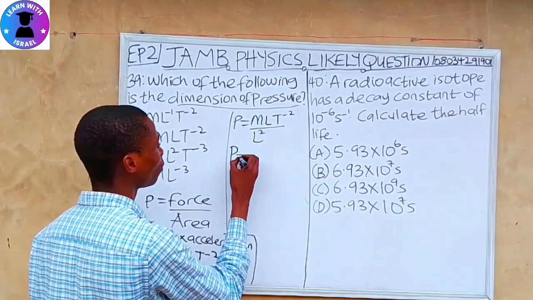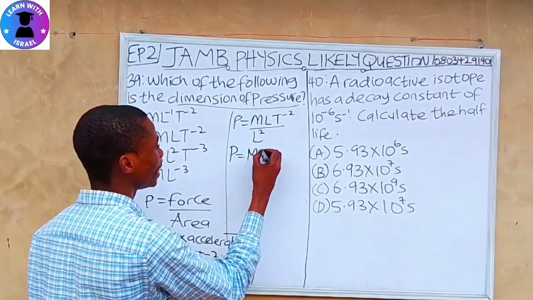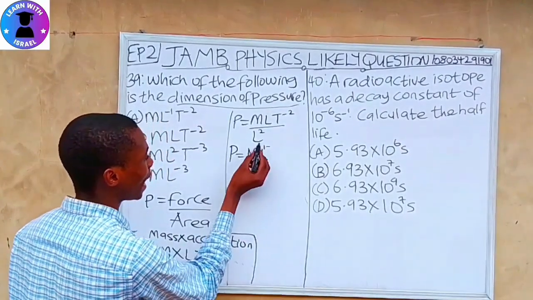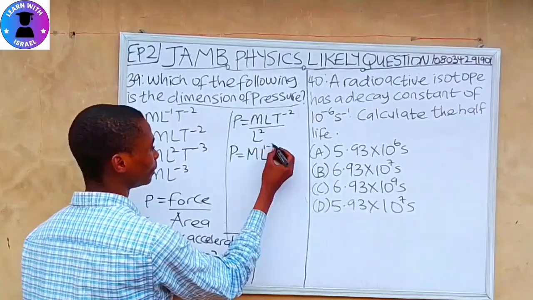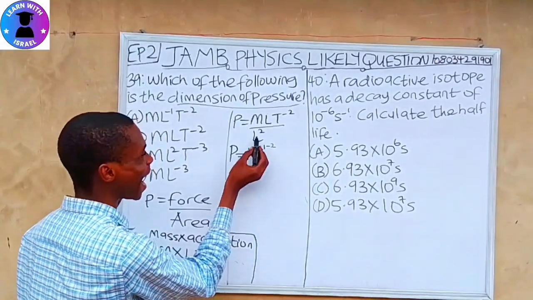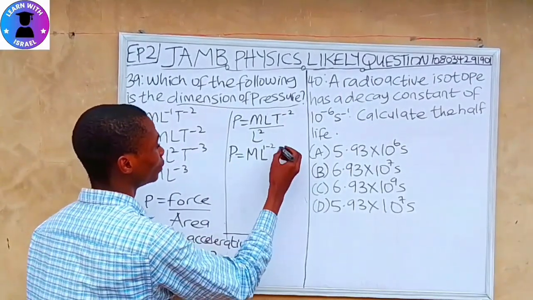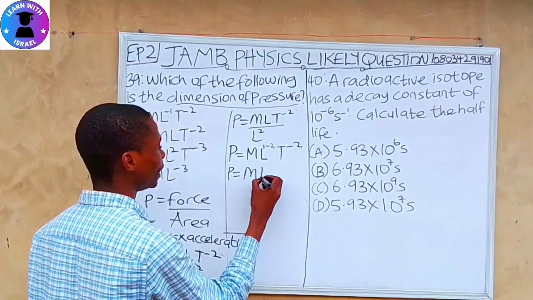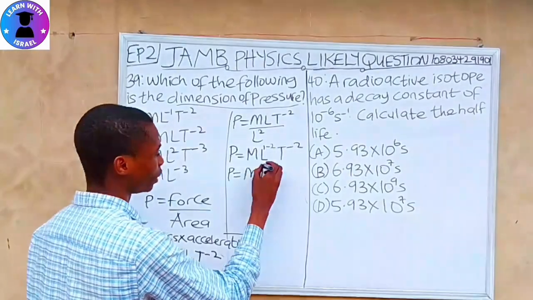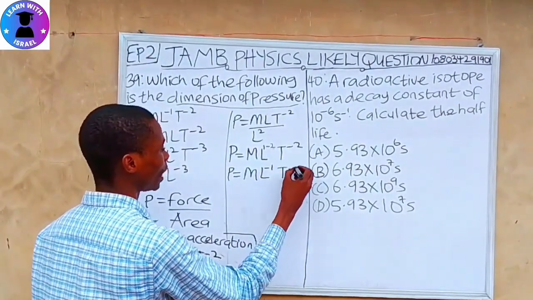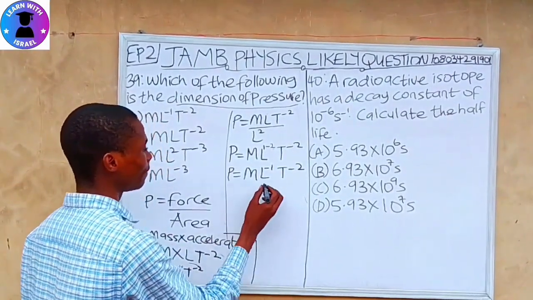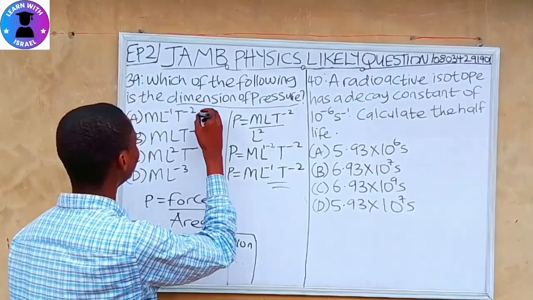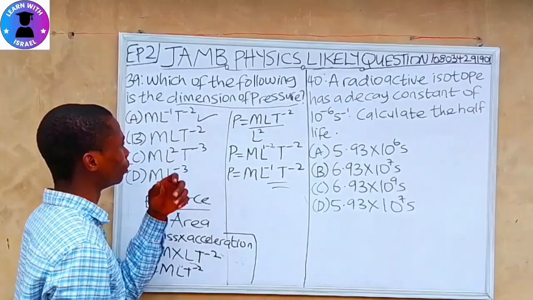So our pressure equals ML^1 minus, let's take our L^2 up here. So let's represent it as minus 2. Let's take our L up there. So we have T^-2. So our pressure equals ML, 1 minus 2 will give us minus 1, T^-2. So the correct answer is ML^-1 T^-2. And if we check the options, we can find it in option A: ML^-1 T^-2.